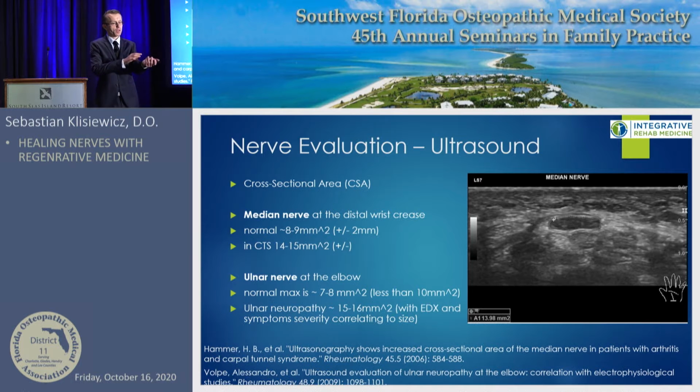So a normal median nerve size is about 8 to 9 millimeters squared, whereas in carpal tunnel, you're looking at about 14 to 15 or even more. Same thing with the ulnar, you've got about 7 to 8 millimeters squared, and with neuropathy, you see that nerve being swollen. You can see on this picture right here, there is a median nerve that's measured. They measure the cross-sectional area, and it's 14 millimeters squared. So this is a pathological median nerve, and it's done at the distal crease of the wrist.